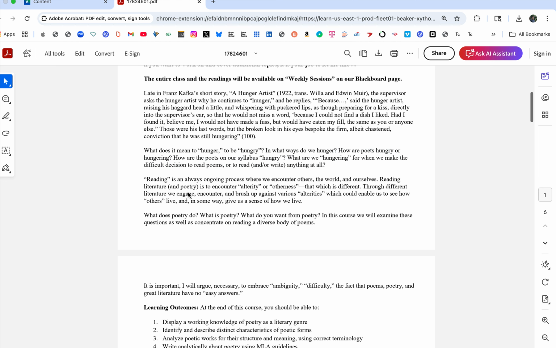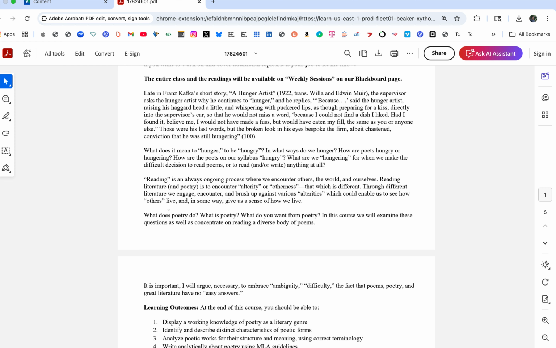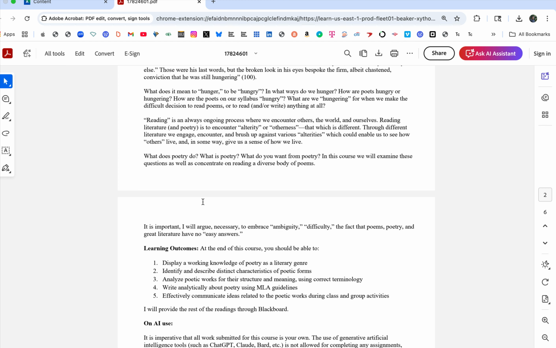The hunger of art. And I look at reading. I've always argued that we're always reading. Reading is an always ongoing process where we encounter others, the world, and ourselves. Reading literature and poetry is to encounter alterity. Alterity is one of those big $30 philosophy words, but it basically means difference in all its guises. Think of race, gender, economics, sex, education, age, ability, etc., etc. It's all types of differences or otherness, that which is different. Through different literature, we engage, encounter, and brush up against various alterities, which could enable us to see how others live, and in some ways give us a sense of how we live.